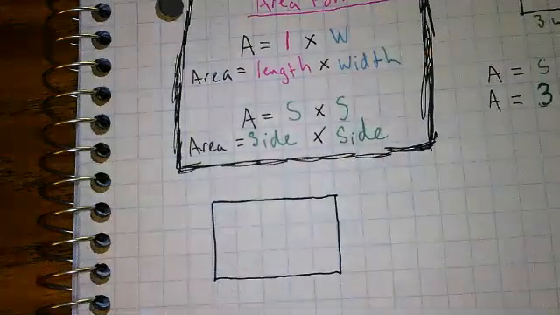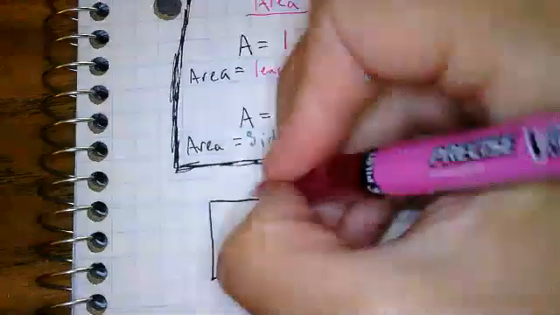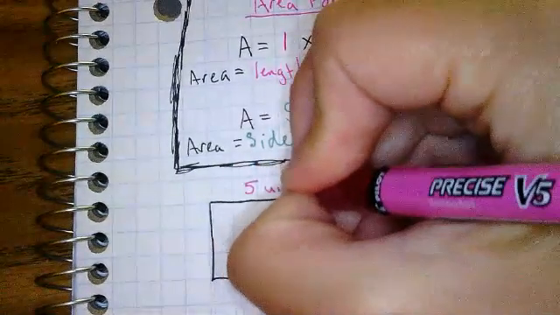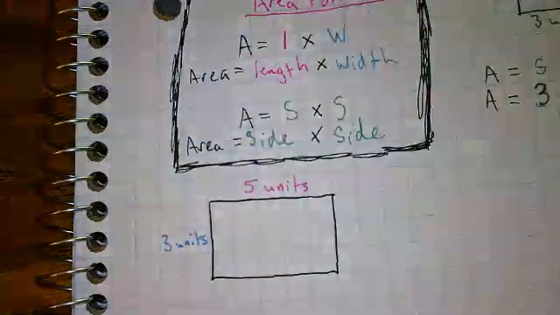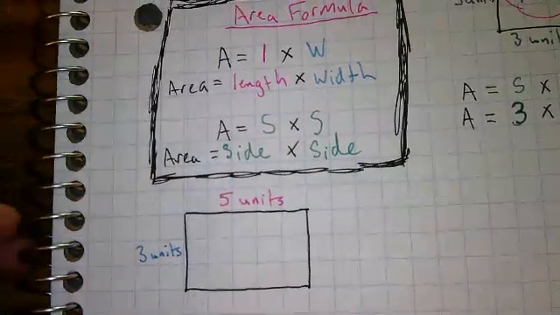Okay? 5 by 4. And I'm going to label this. I have 5 units as my length, and 3 units is my width. So I have 5 by 3 here.